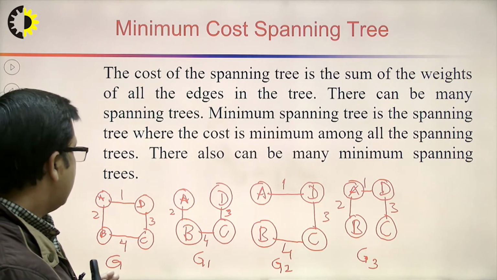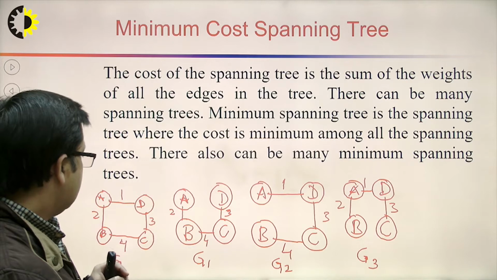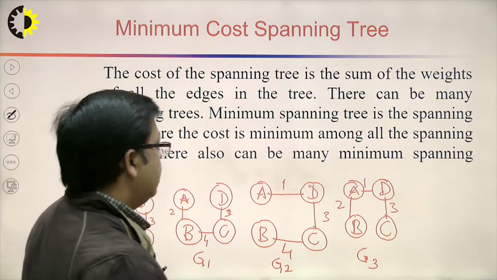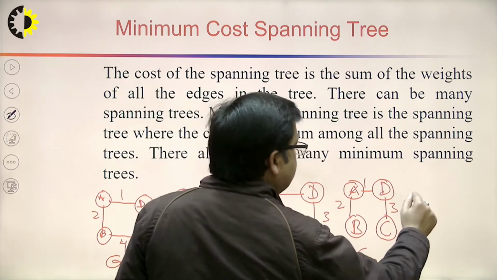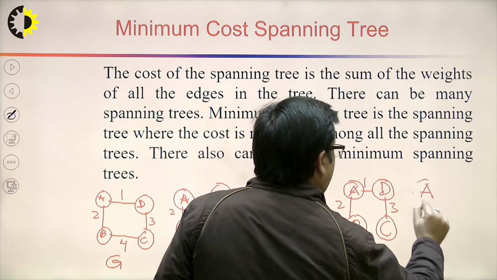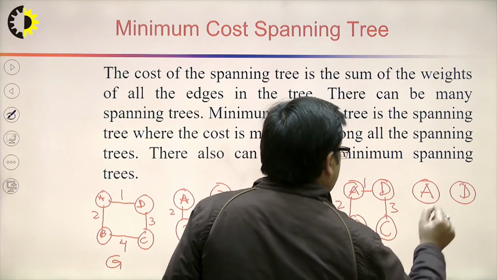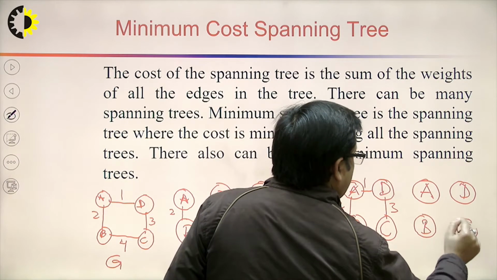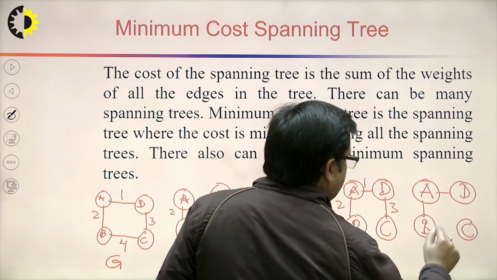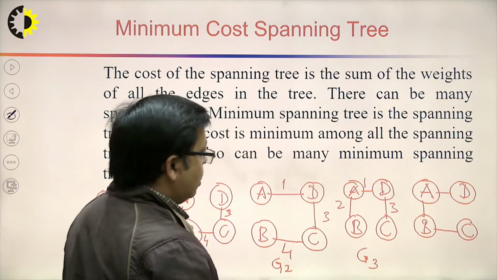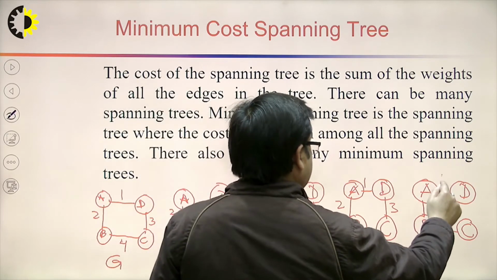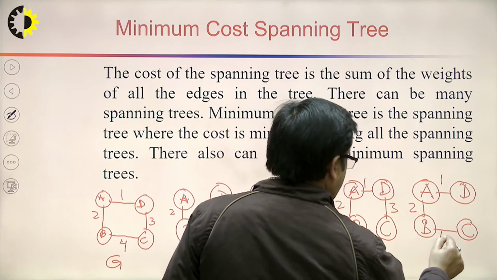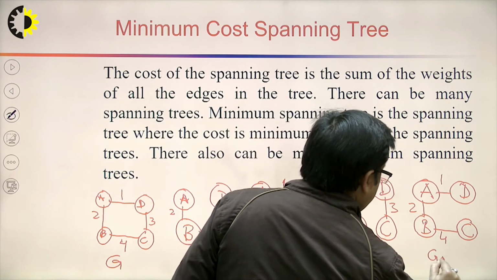Let us say now we are removing another edge, that is D to C. That is what happened. We are removing D to C here. So A, D, B, C. Now the graph looks like this. This is the tree and the weights are 1, 2 and 4. This is G4.